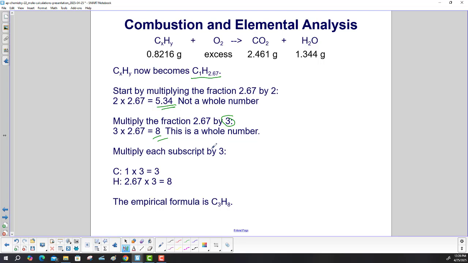So now we have to multiply each subscript over here by 3, right? Whatever we do to one, we have to do to the other. So carbon, 1 times 3 is 3. Hydrogen, 2.67 times 3 is 8. So our empirical formula is C3H8.